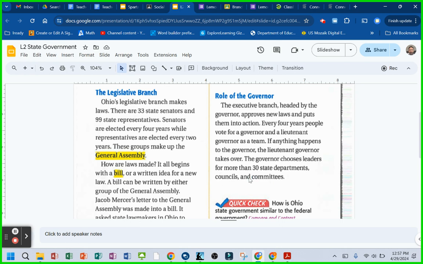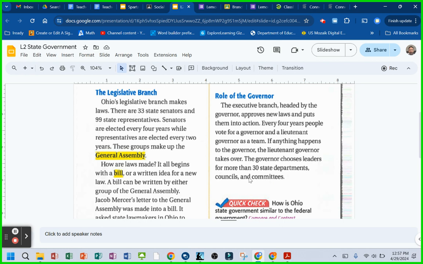How are laws made? It all begins with a bill. That's the idea. A bill is like the idea, or a written idea for a new law. A bill can be written by either group of the General Assembly, right?